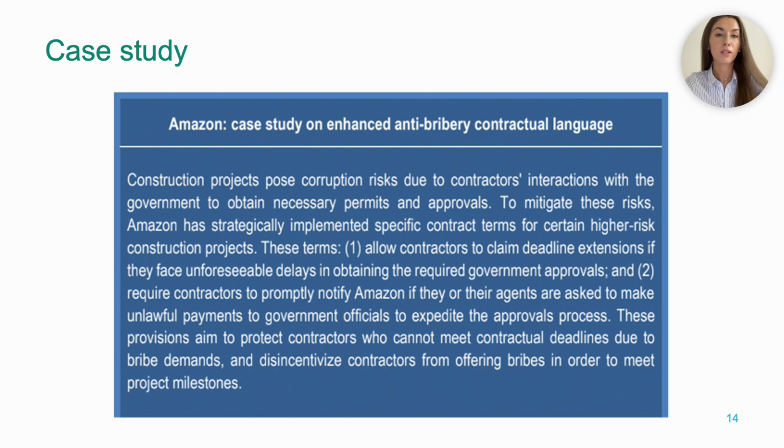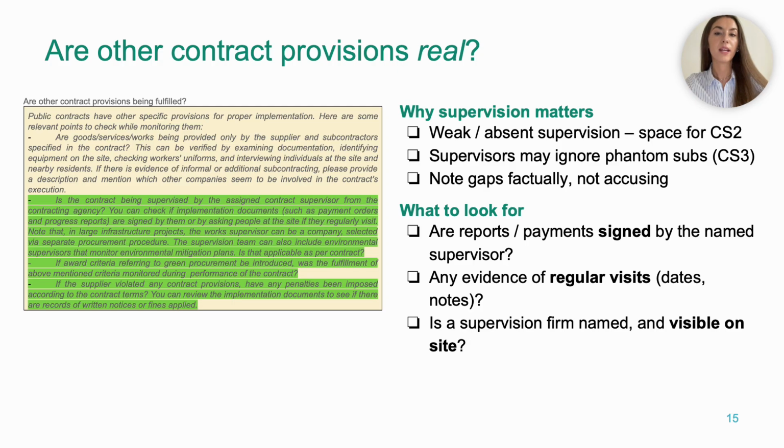So you can think of this slide as an upstream side of our corruption schemes. Strong anti-bribery clauses, like Amazon's, try to prevent the need for Corruption Scheme 1, 2 and 3 in the first place. Your job, however, using the iMonitor tool in Step 2, is to check the downstream side. So in real public contracts, did modifications, delivery and subcontracting actually stay within a clean, transparent pattern, or do you see the kind of symptoms that suggest those pressures were handled the wrong way? This part of the template asks whether other key contract provisions are being respected.